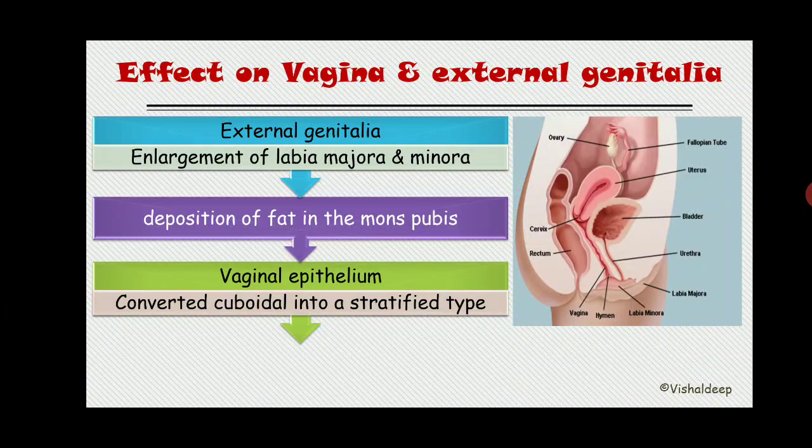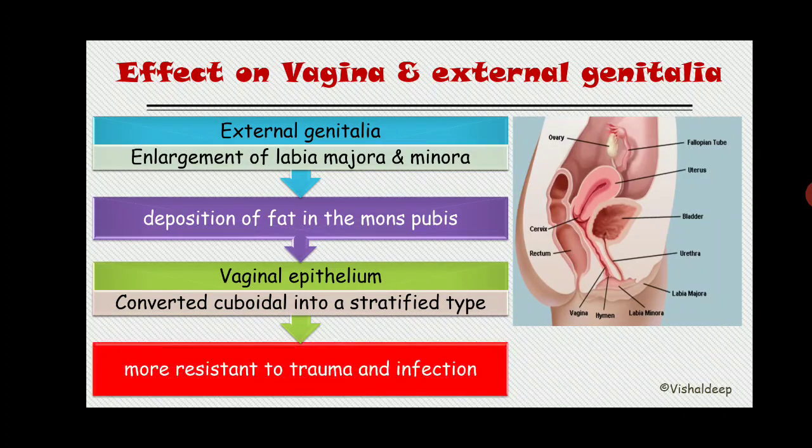Sometimes doctors give estrogen in order to prevent vaginal infection. Vaginal infection in children can often be cured by just administration of estrogen, simply because of the resulting increase in the resistance of the vaginal epithelium. By converting the cuboidal to the stratified type of epithelium, estrogen ultimately causes resistance to trauma or even infection. Now, what are the effects of estrogen over the secondary sexual characters?